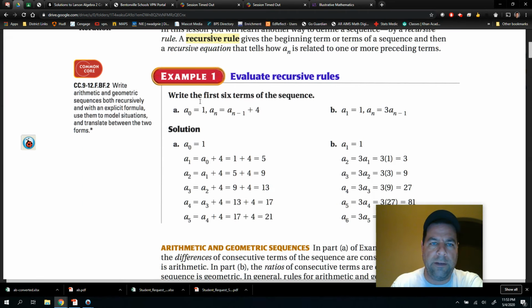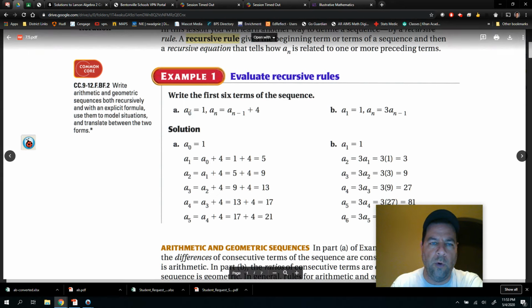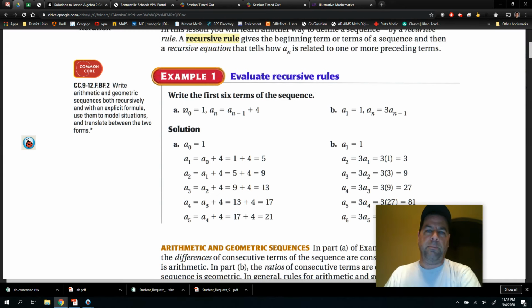This is what a recursive rule looks like. So the big deal with a recursive rule is a lot of times they're going to have to give you the first term, or they have to give you a term. It doesn't necessarily have to be the first term. For instance, this one here, they didn't give us the first term. They gave us the 0 term, which is a little crazy because there's no such thing as a 0 term. But that's what they gave us, a sub 0 equals 1.